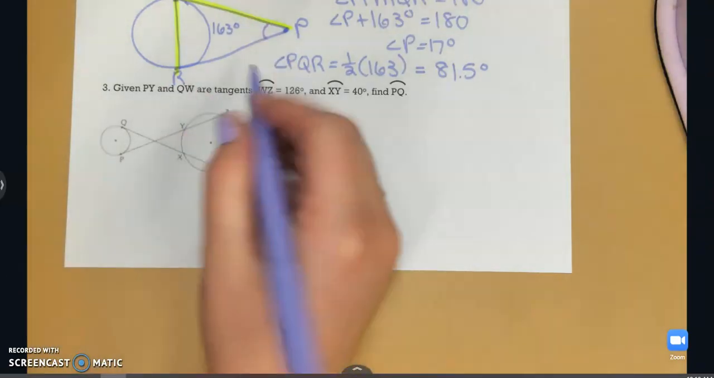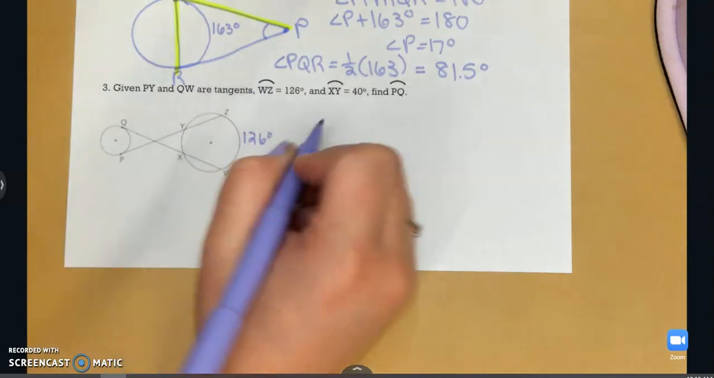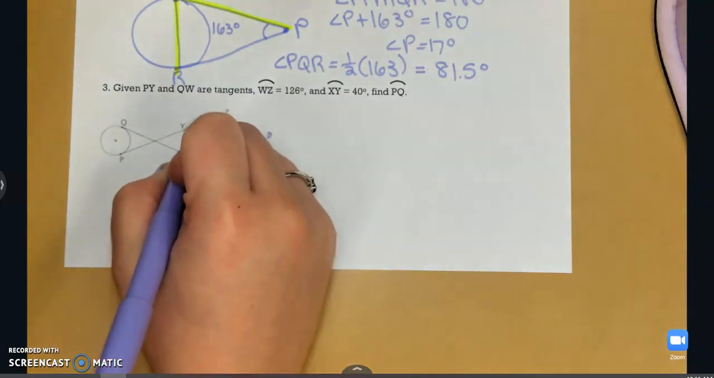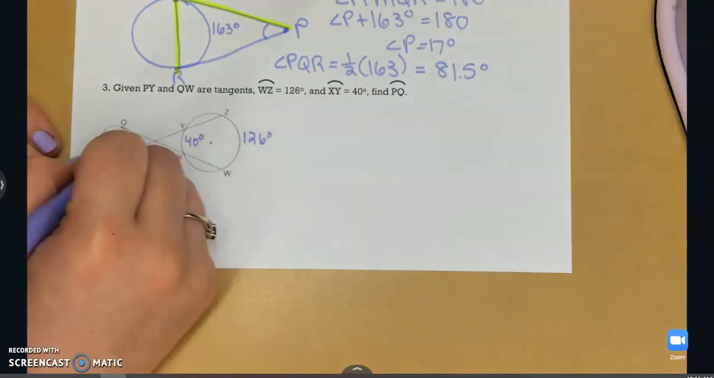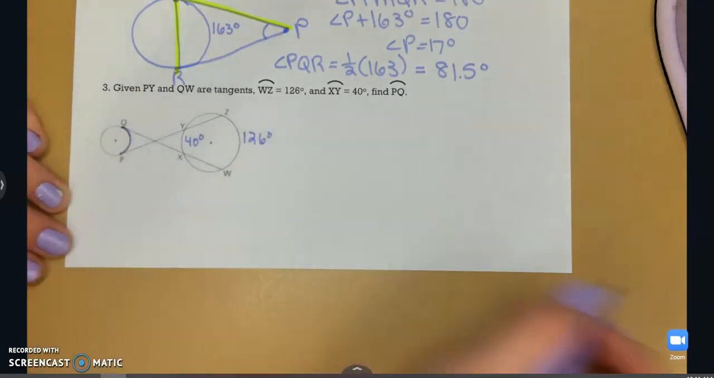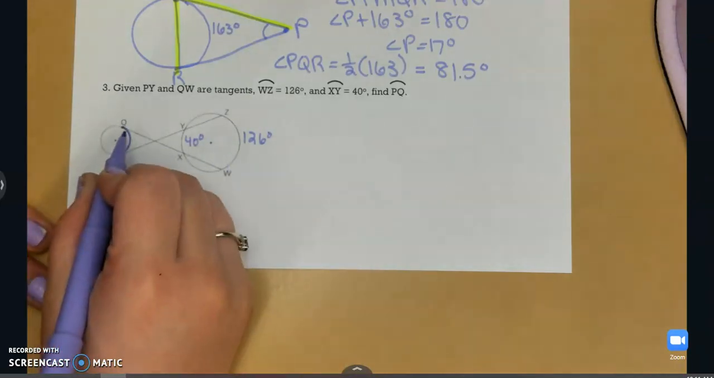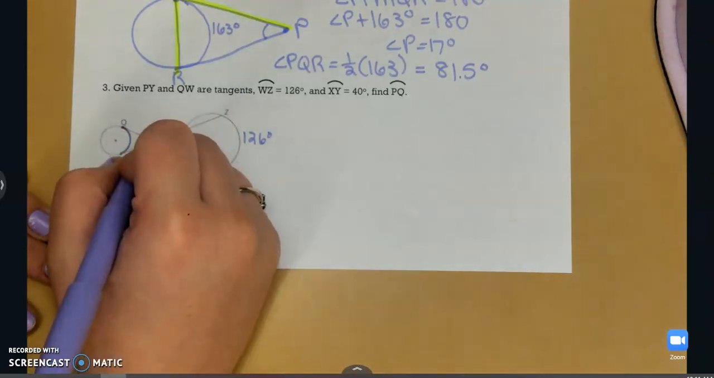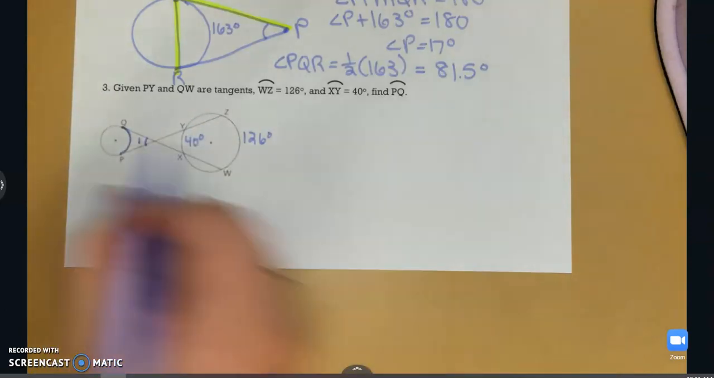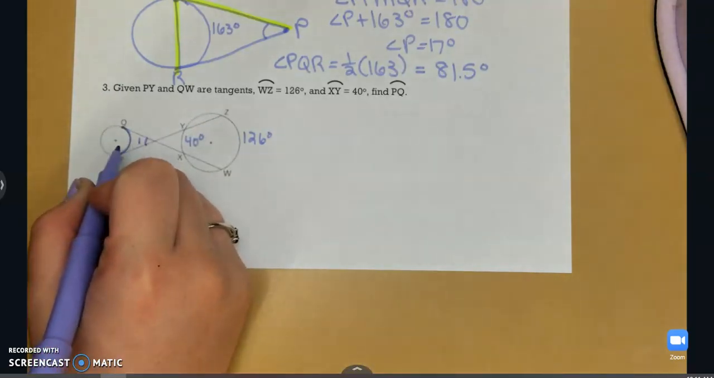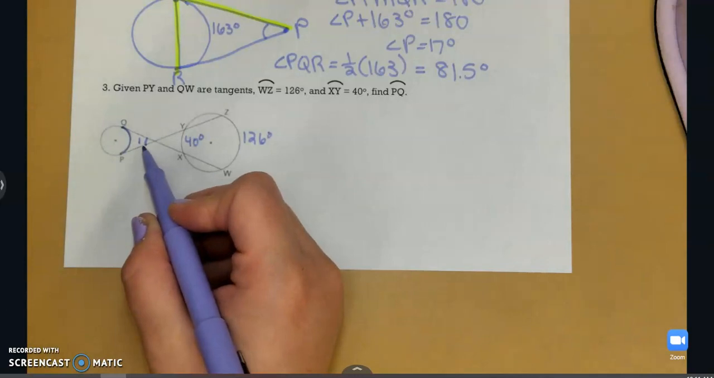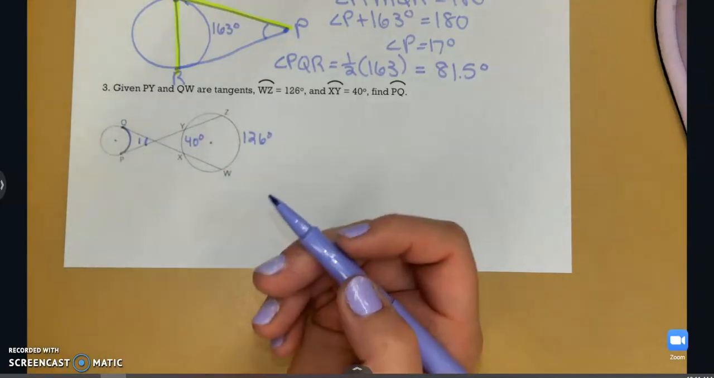Arc WZ is 126 degrees. Arc XY is 40 degrees. And we want to find the measure of this arc right here, PQ. Now, let's analyze this a little bit. Arc PQ has a tangent-tangent angle out here. Let's call it angle 1. So those two would add to 180 degrees. So if I can figure out the measure of angle 1, I can find arc PQ.